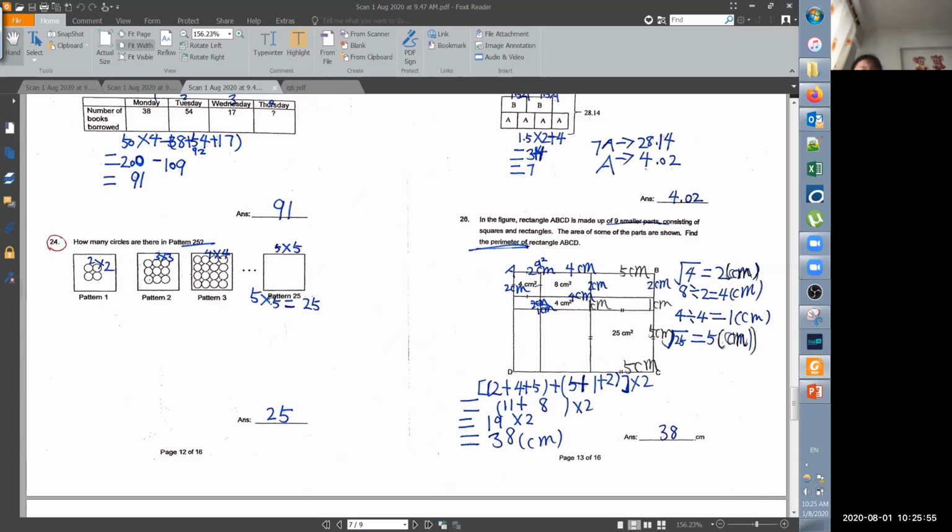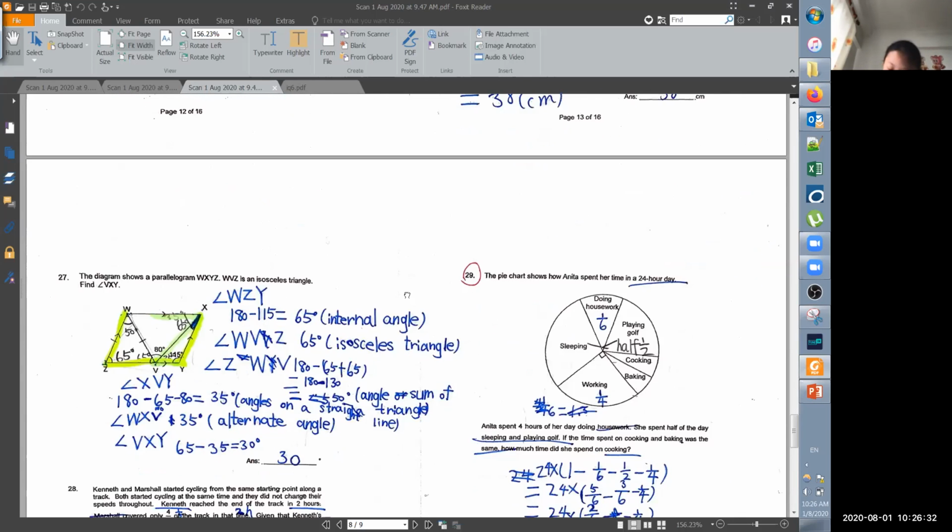This one is number pattern. I thought number pattern should be quite easy, right? This is totally wrong. They asked for pattern 25, not 5, right? So pattern 25 should be what? Pattern 3 is 4 times 4, so pattern 25 should be 26 times 26, right? Am I right? Okay. So yeah, this is a very, very unfortunate mistake.